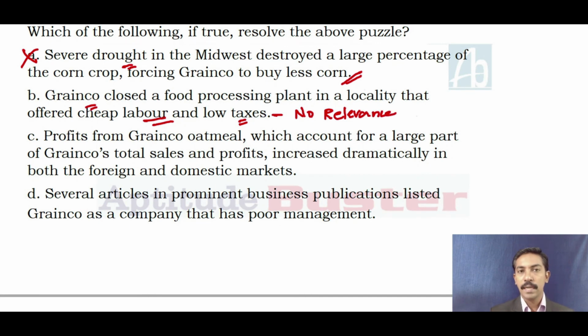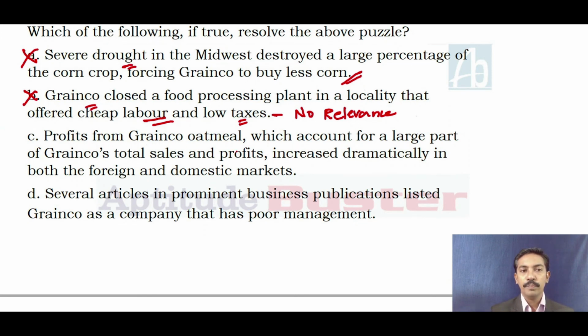The question has asked us to solve the puzzle, which means your choice should say why the value has increased or why the stock value has increased. But option B talks about an action taken by Grainco which says they have closed a food processing plant. Thereby, option B neither answers how the stock value has increased, nor has it talked about the reason for poor sale. Let's eliminate option B. Look at option C.